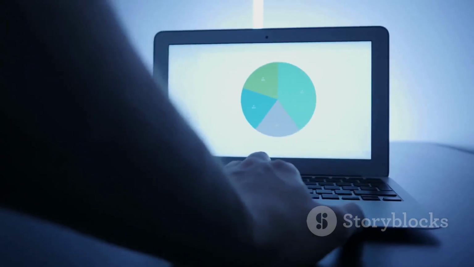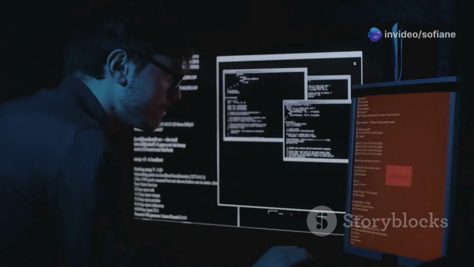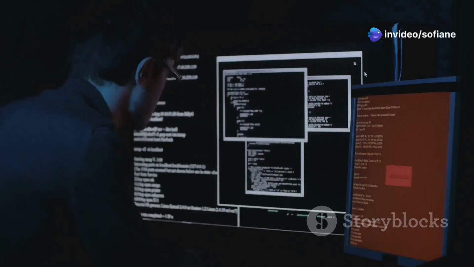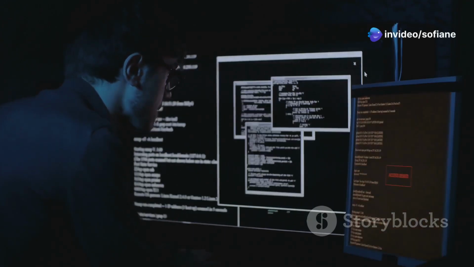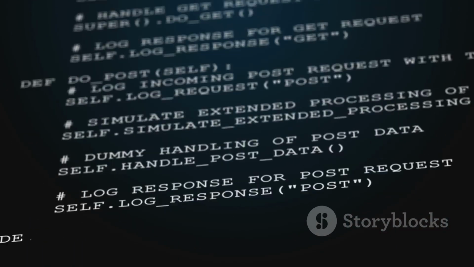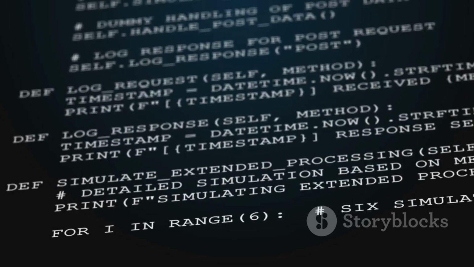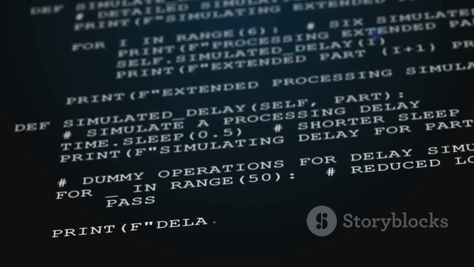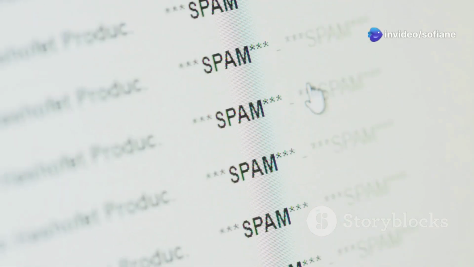Text data is everywhere. Emails, social media posts, you name it. Natural language processing, or NLP, is all about teaching computers to understand and analyze this treasure trove of text. We'll start by giving our text a little cleanup, removing unnecessary characters and stop words, those common words that don't add much meaning. Think of it as decluttering your inbox.